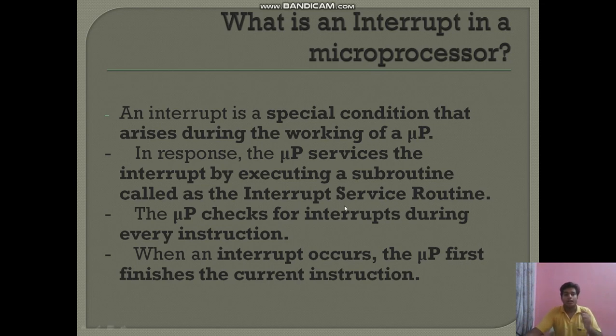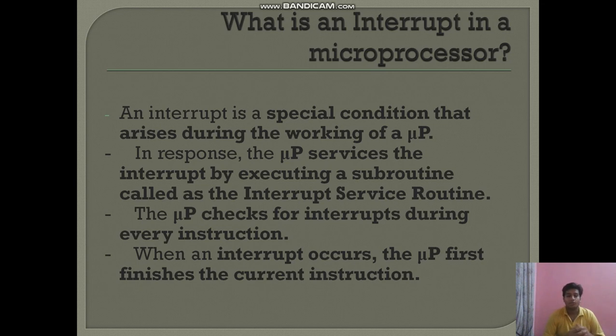So what does the microprocessor do when an interrupt occurs? In response, it services it by going to the ISR of the interrupt, which we know as the interrupt service routine. The microprocessor checks for interrupts during every instruction.